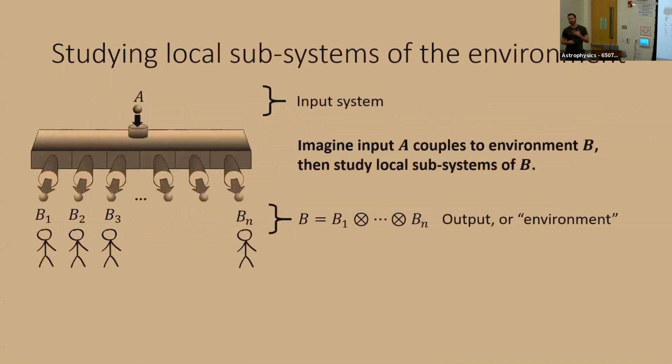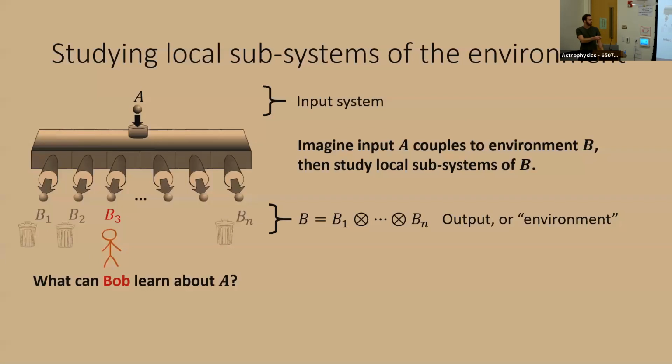So again, I'm going to be talking about an input system A, and then imagine that we couple it to an environment B, and that environment B has a lot of different parts. We evolve them together, and then let's ask, what does a single observer at a single one of these fragments of the environment see? So this guy, Bob, at B3, what can Bob learn about A?